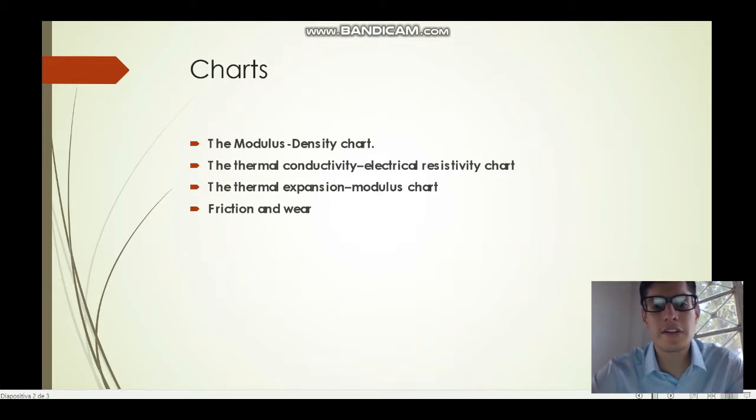The charts that we are specifically going to analyze are the modulus density chart, the thermal conductivity versus electrical resistivity chart, the thermal expansion versus modulus chart, and the friction and wear.